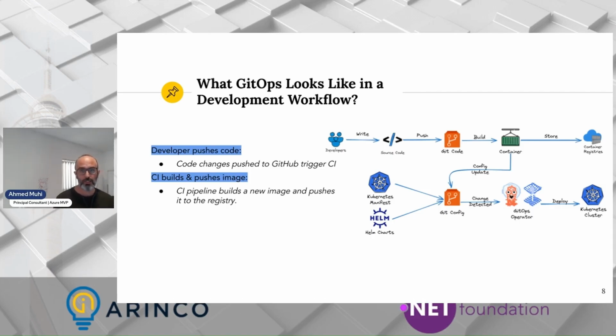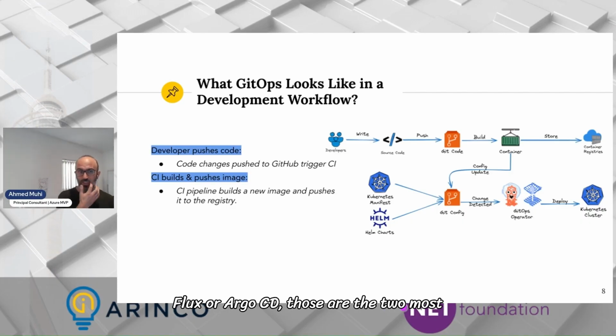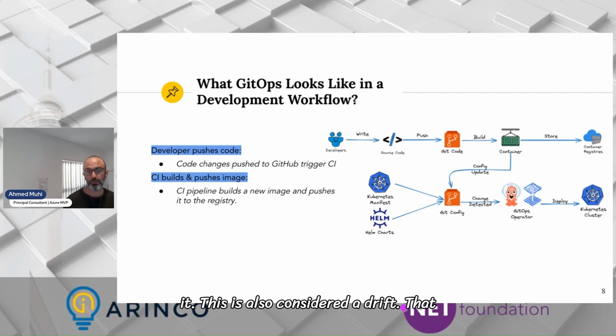What happens is you have your Kubernetes manifest, your Helm chart, all stored in a Git repository. When you create a new container, that comes with a new tag, and that is reflected in your Helm chart configuration to say, hey, deploy this new container image. The GitOps agent, whether that be Flux or Argo CD, the two most common and popular GitOps agents, both CNCF projects. When Flux CD, or Flux as they call it, and Argo CD detect there's a new image, that's when they say, hey, this is also considered a drift.